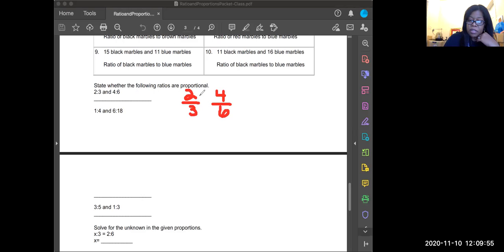Remember, I told you we can simply cross multiply. So 2 times 6 is 12, and 3 times 4 is 12. Since those two numbers are the same, they are equal. This would be, yes, it's proportionate. All right. And so that's what you would do with the rest of these. Just turn them into fractions. Cross multiply. If the numbers are equal, it's a yes. If they are not, it is a no. Okay.